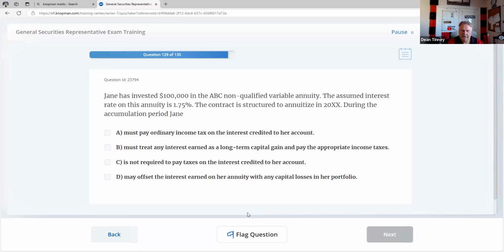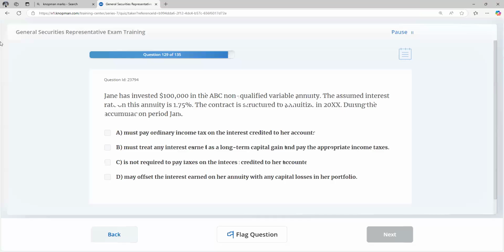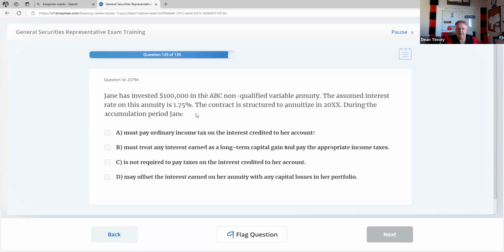Jane has invested 100,000 in a non-qualified variable annuity. The assumed interest rate is 1.75. The contract is structured to annuitize in a year to be determined. During the accumulation period, Jane... I feel like it's the ordinary income. Must offset the earnings. It says she's invested, and it says during the accumulation period, she has annuitized.